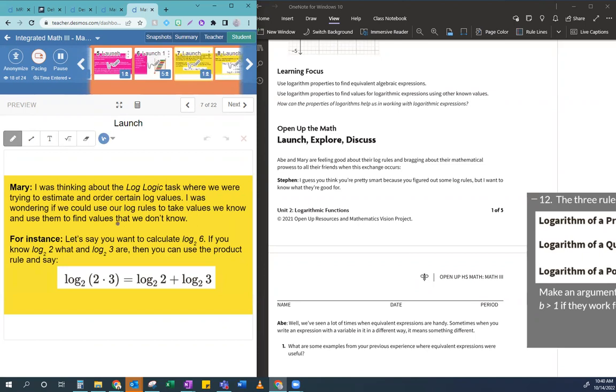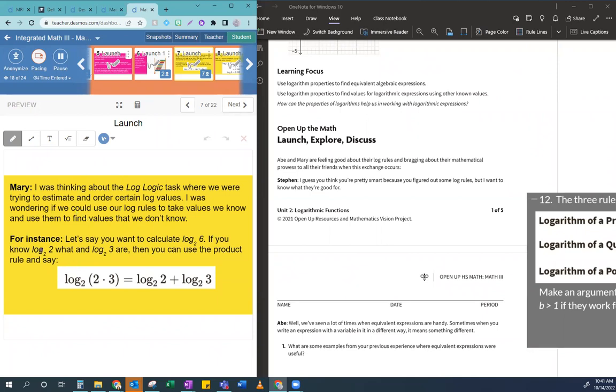Okay, Mary says, I was thinking about the log logic task where we were trying to estimate and order certain log values. You guys remember that, where we were like, oh, it goes here, it goes in between these two, oh, log base 2 of 2 means this. I was wondering if we could use our log rules to take values we know and use them to find values we don't know. This is classic math right here. This is very classic math. So classic math says, I want to use something that I do know to find something I don't know.